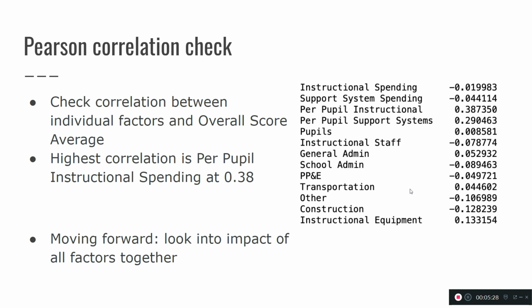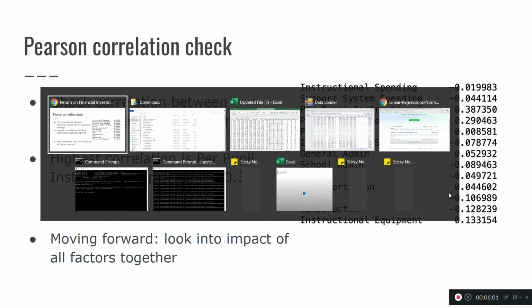So now that we have our X's, we can, like I said, do a quick Pearson correlation check on all of those. This is just a quick correlation check between these factors and overall score average. And as you can see here, the highest correlation is per pupil instructional spending at a correlation of 0.38. And pretty interesting here, per pupil instructional and support systems are pretty high, as you can see, and most other things aren't really significant compared to that. You see instructional equipment is pretty significant here.